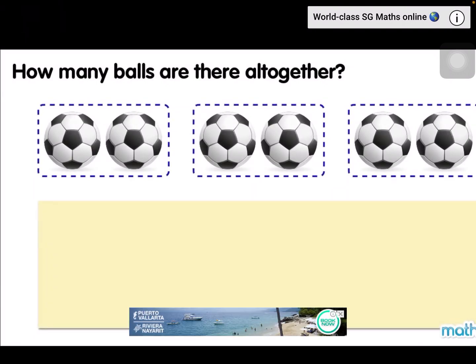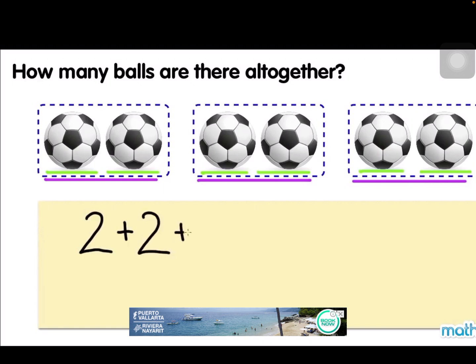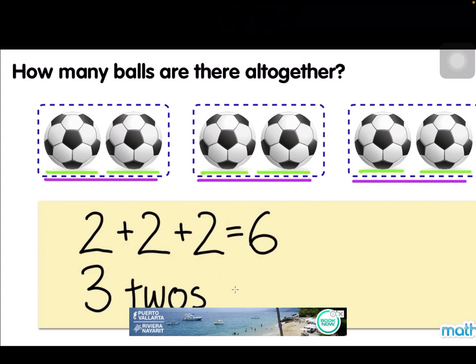How many balls are there altogether? There are 3 groups of balls. Each group has 2 balls. 2 plus 2 plus 2 equals 6. 3 2's are 6. There are 6 balls altogether.